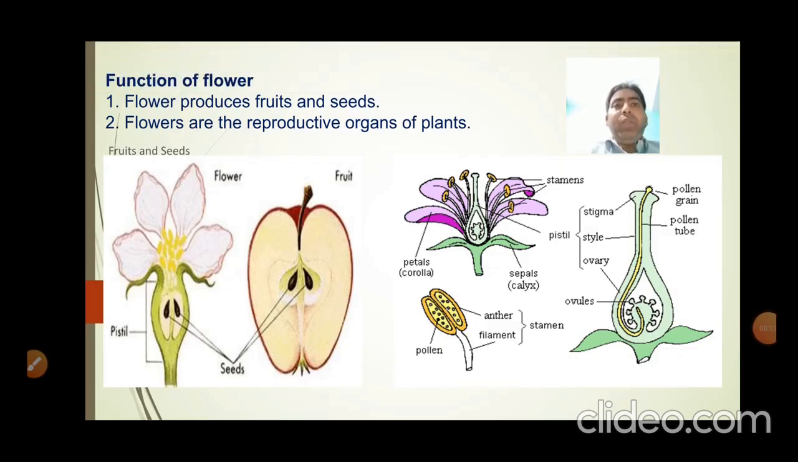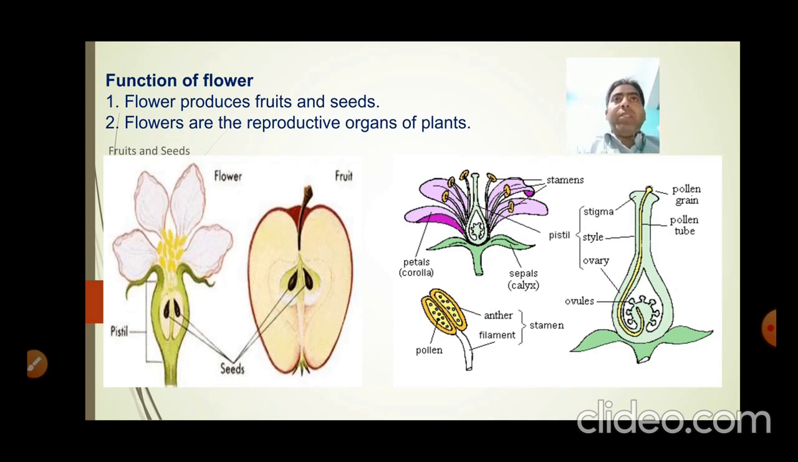In this video we are going to study about the function of flowers. In the last video we studied about the structure of flower. Let's discuss some brief notes on the flower. What are flowers? The plants that have flowers are called flowering plants, and flowers are the attractive part of the flowering plant.